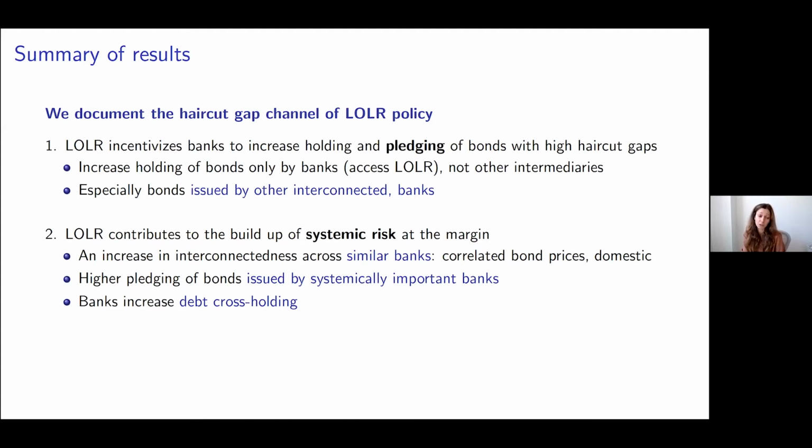The second thing that we show is that there is a higher pledging of bonds that are being issued by systemically important banks. And the final thing we find is that on top of all of this, banks also increase direct debt cross-holding. Now, what do I call here direct debt cross-holding? Imagine Magnus and I are two banks. He's going to issue bonds. I'm going to issue bonds. I'm going to buy his bonds and pledge them. He's going to buy my bonds and pledge my bonds with the ECB. That's what I call the cross-holding here.